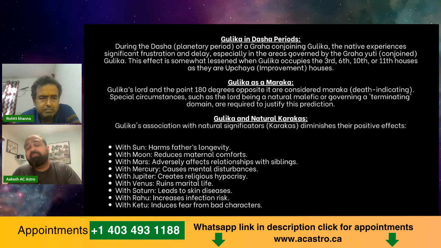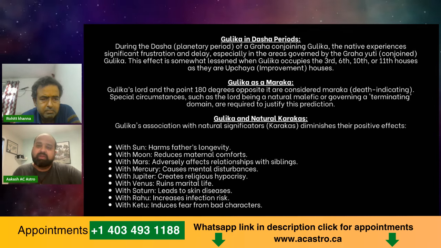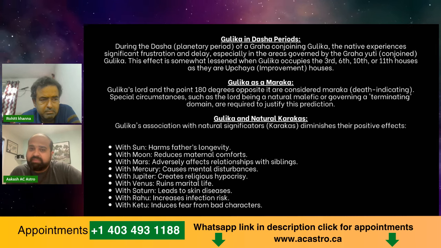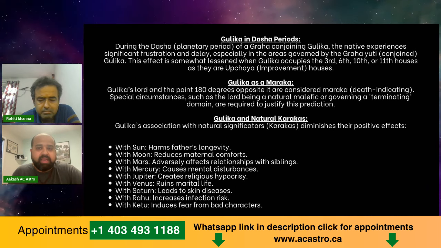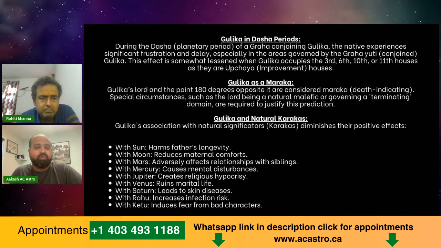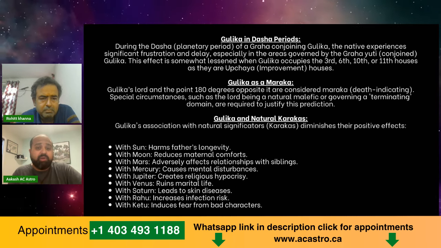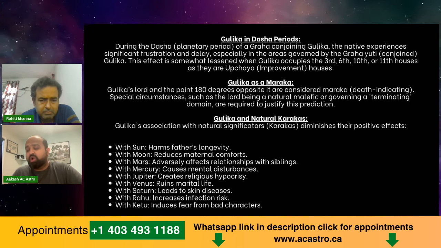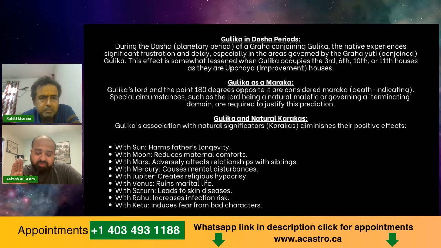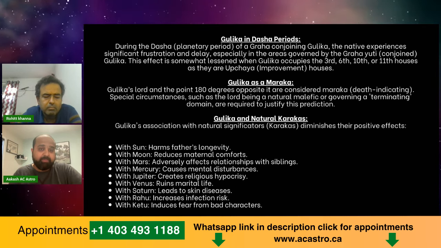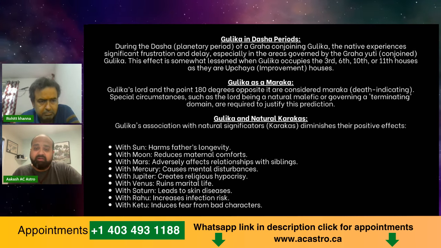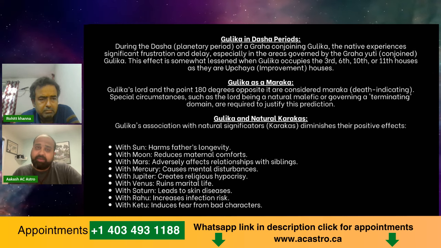And our very renowned BV Raman sir has done a lot of research on Gulika, and I'm going to be quoting a few of the things in this video. Now, Gulika and natural Karakas. When we talk about significators in your chart, sun is related to father, moon related to mother. When Gulika is with sun, it harms the longevity of father. There can be a sudden or tragic death of your father at a very early age. If it is with moon, Gulika and Mandi point reduce maternal comfort. Such people may have problems related to their maternal life.